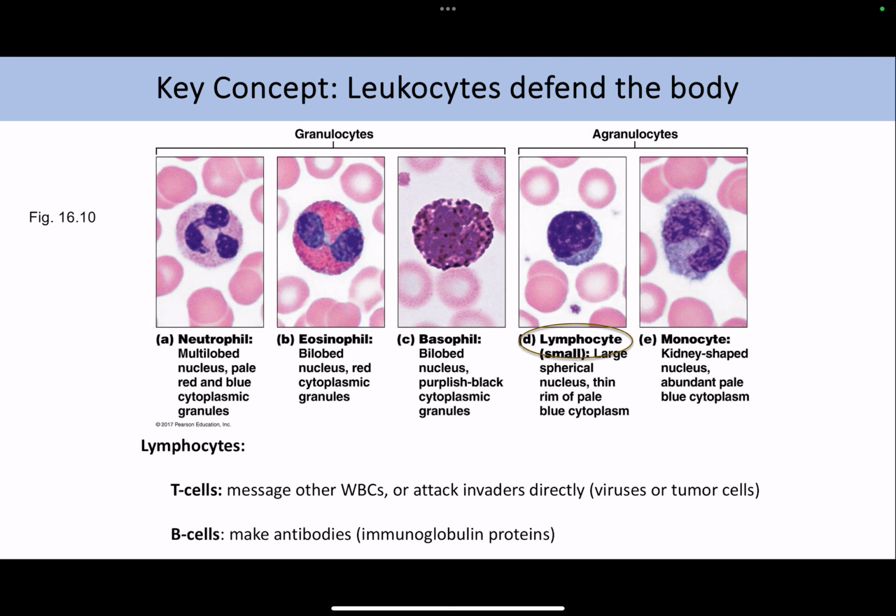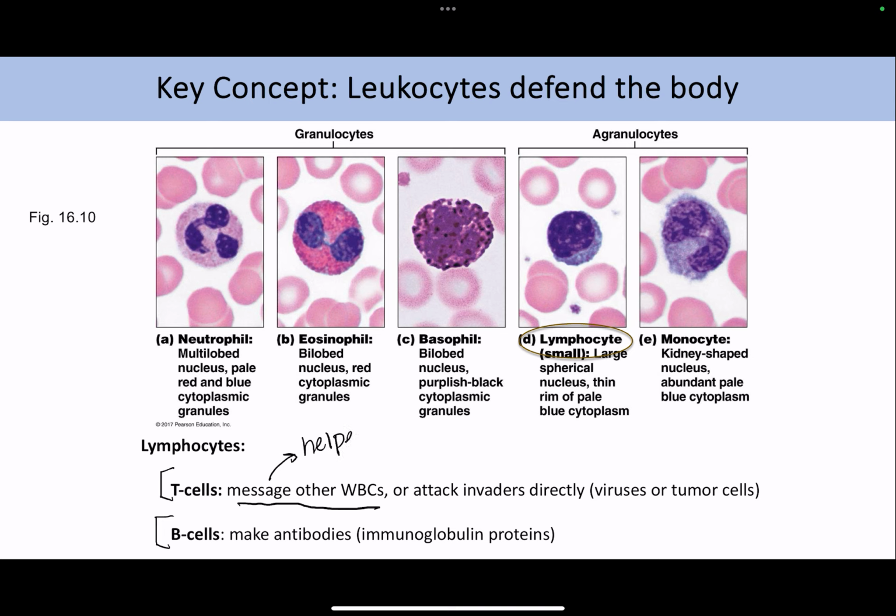Next is the lymphocyte. Its nucleus is round and takes up most of the cellular space. If you do see some cytoplasm, it's going to be a very thin sliver of cytoplasm. We have two main types of lymphocytes. We have T cells and we have B cells. Our T cells can either message other white blood cells to tell them about a foreign invader, or they can also help activate other T cells. And these ones are called helper T cells.